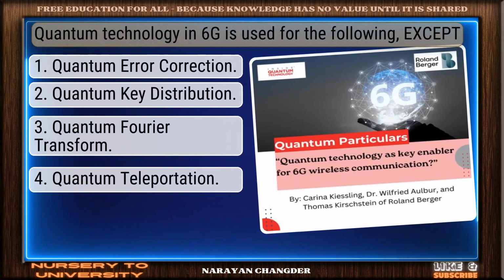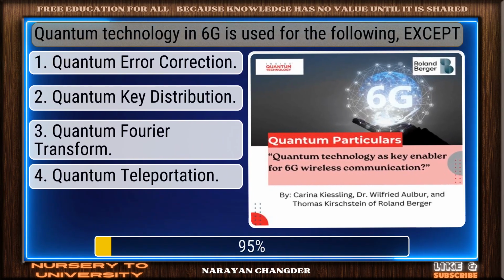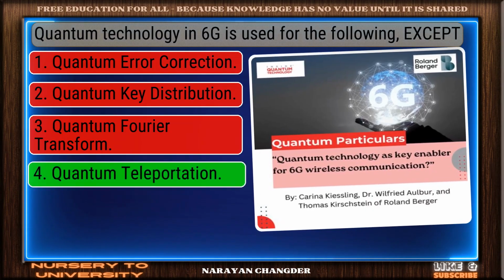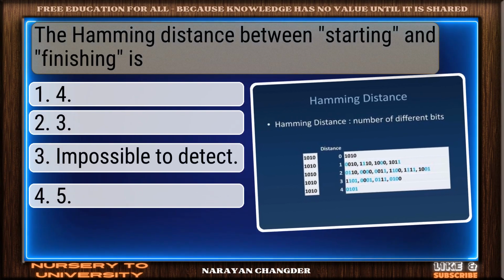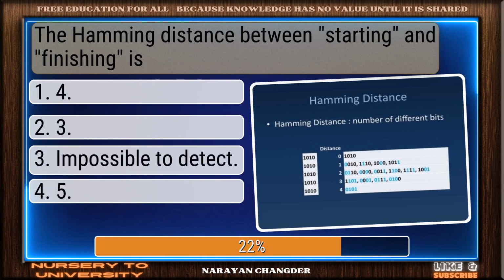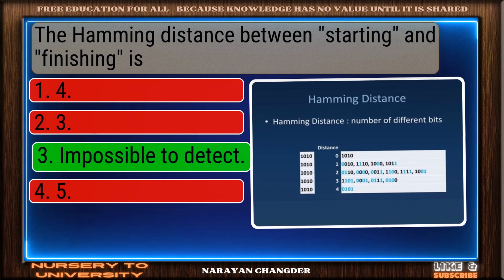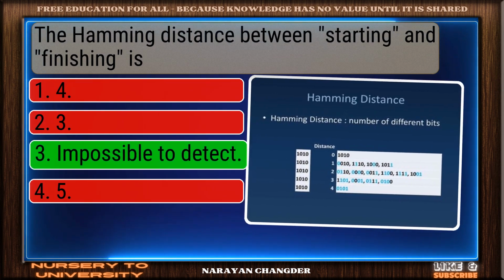Quantum technology in 6G is used for the following, except... Nice work. You chose quantum teleportation, and it is correct. The Hamming distance between starting and finishing is... Nice selection. Impossible to detect is the correct and valid answer.